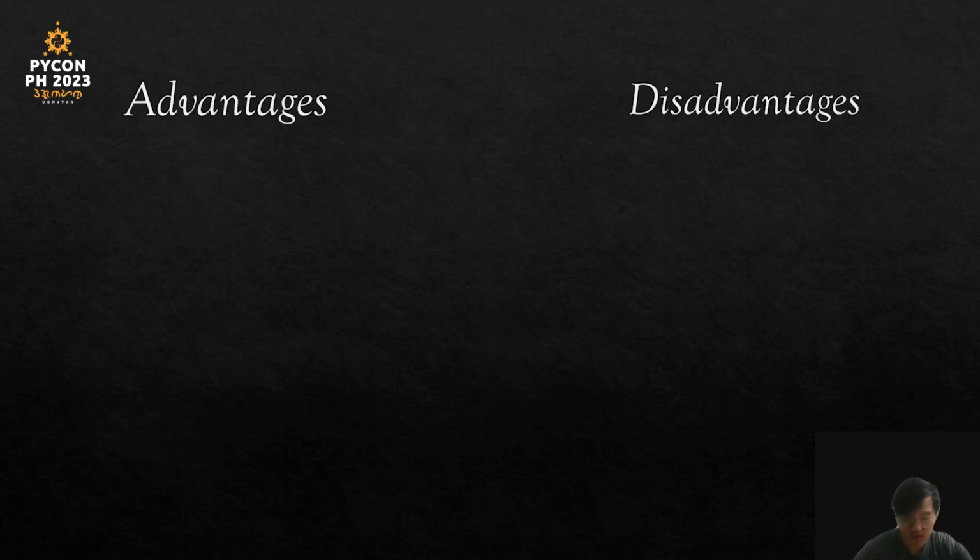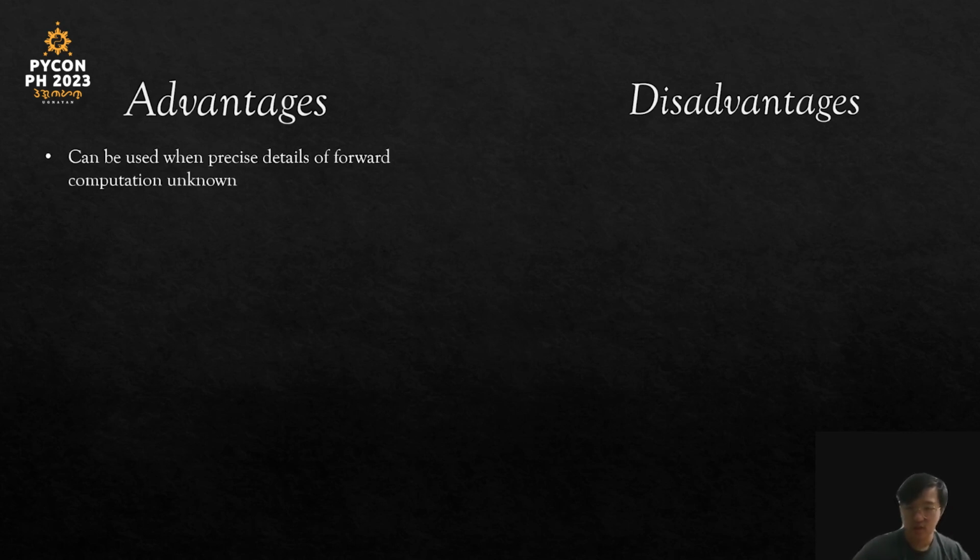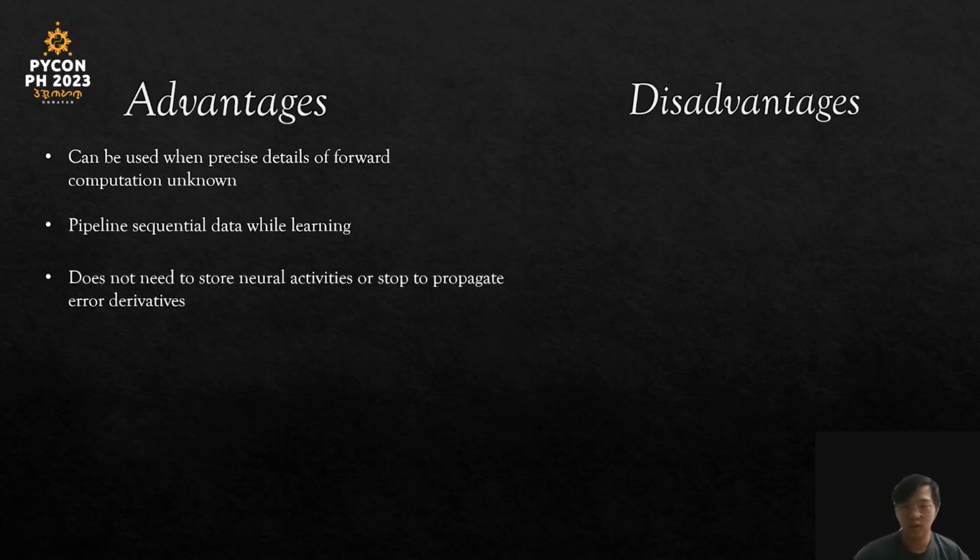So what are the advantages and disadvantages of forward as compared to backpropagation? The advantage is that the forward algorithm can be used when precise details of the forward computation are unknown. In backpropagation, you can't do this. If you don't have any details on the forward computation, you can't do backpropagation. But forward solves this. Forward can also pipeline sequential data while learning. Again, backprop can't do this. It also does not need to store neural activities or stop to propagate error derivatives. This is one of the problems that we've stated why backprop can't be used in the human brain.